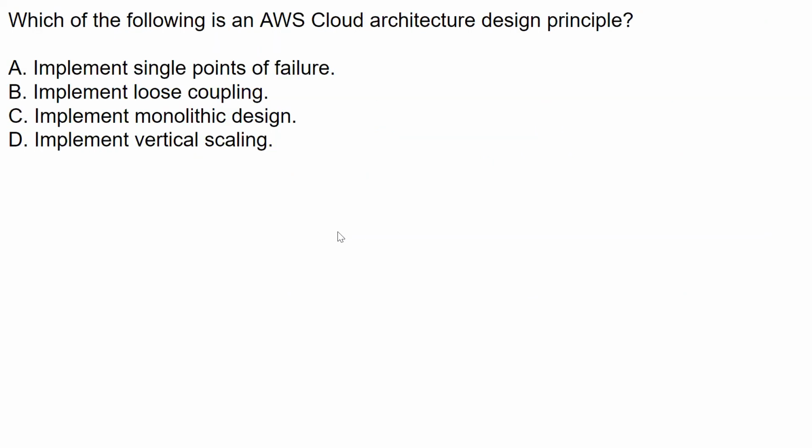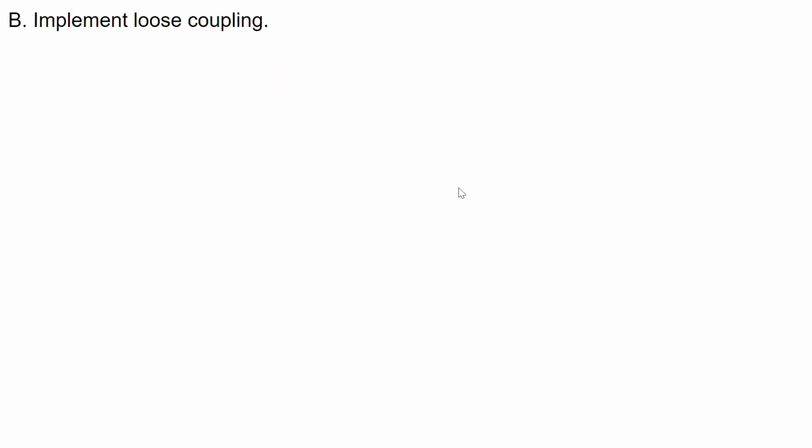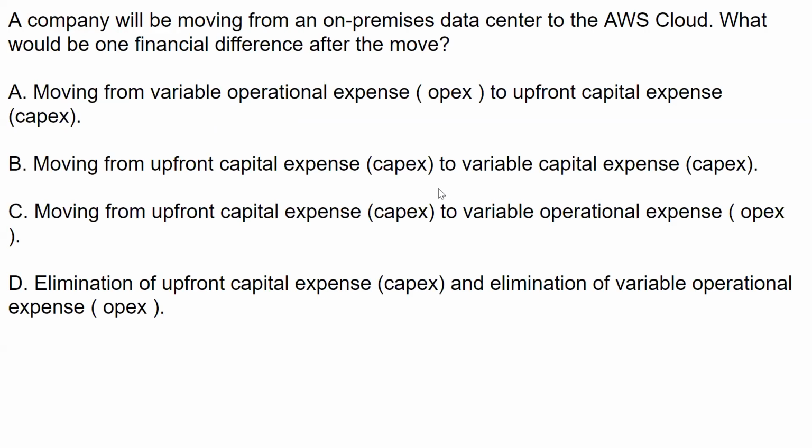Which of the following is an AWS cloud architecture design principle? Single points of failure, loose coupling, monolithic design, vertical scaling. Loose coupling. A company will be moving from an on-premises data center to the AWS cloud. What would be one financial difference after the move?